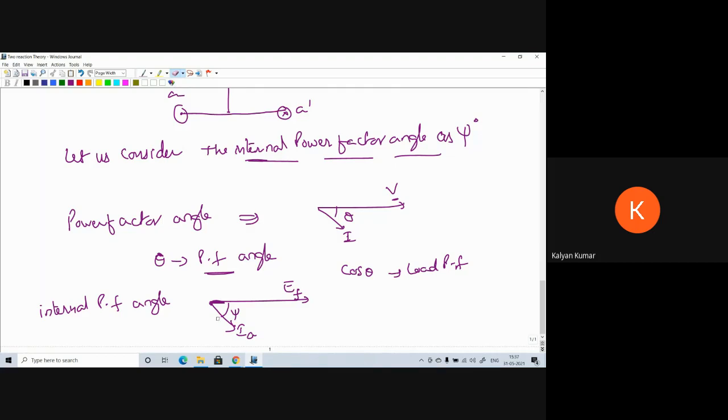So the angle between the induced EMF, EF is the induced EMF. Induced EMF, that is E naught that we have considered in case of cylindrical machines.